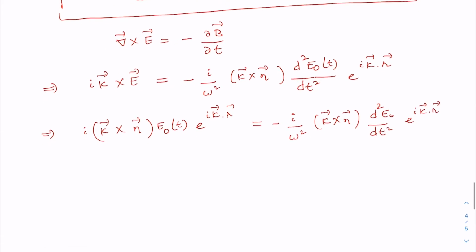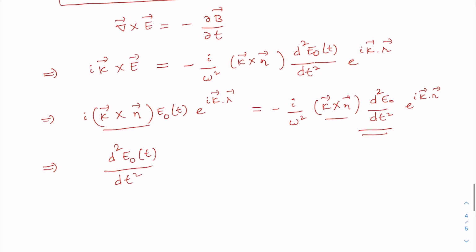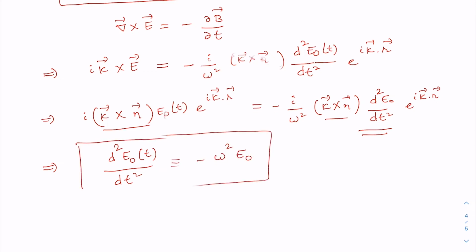Alright, so from here I can immediately get an equation for this amplitude, d²E0/dt². I'm just writing it first here, d t squared, and then this goes out. Then I simply have it as minus omega squared E0. So this is a second order differential equation.